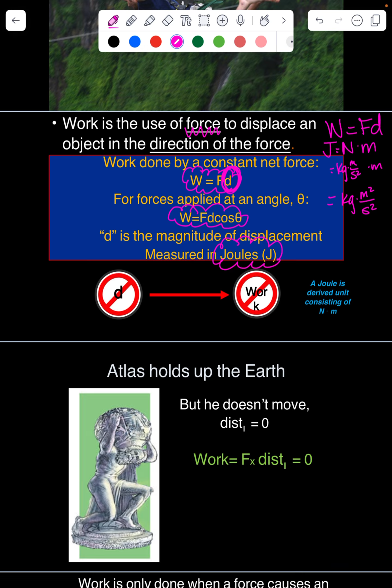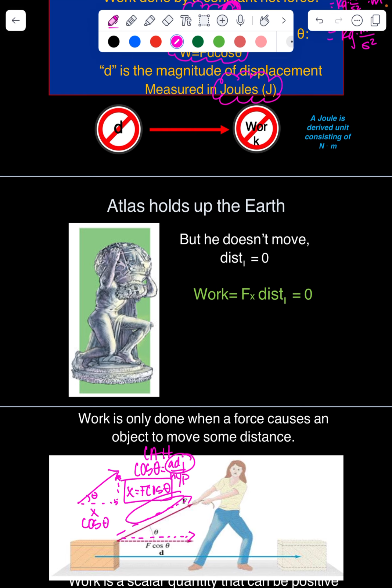When in reality, that wall is never going to move. All right, so even though you put tons and tons of force onto that wall, because that wall never moved, you did no work. And so that's what this is saying.